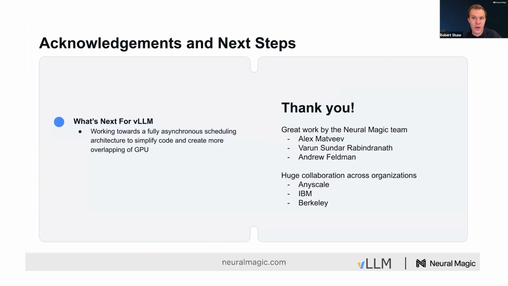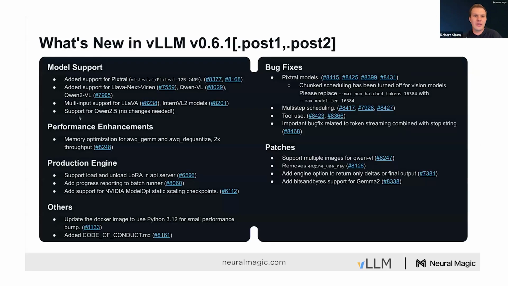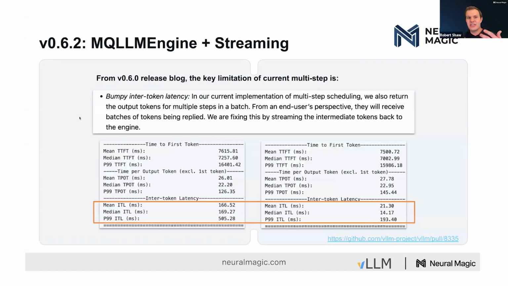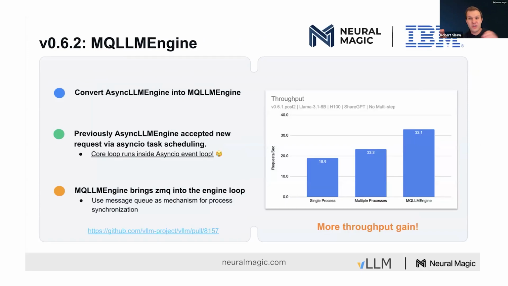So I think this worked really well for the API server. The MQLLM engine is the next step, bringing the 0MQ stuff closer into the LLM engine. And then the async scheduler that we're planning as the next phase of optimization brings this technique even closer into the core of the system.